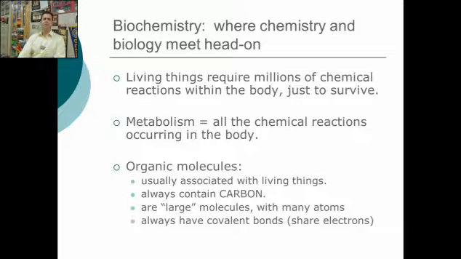So in your bodies, there are millions of reactions occurring all at the same time. And all these reactions that are occurring we call your metabolism. And in fact, many of these reactions release heat, and these reactions are responsible for maintaining your body temperature.